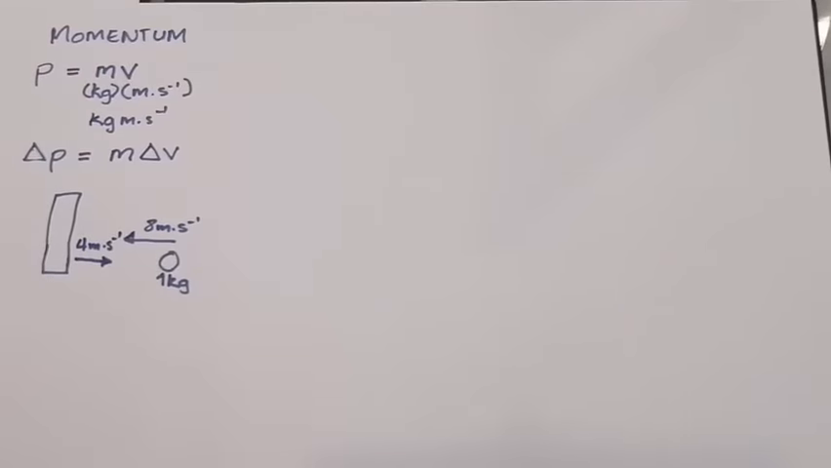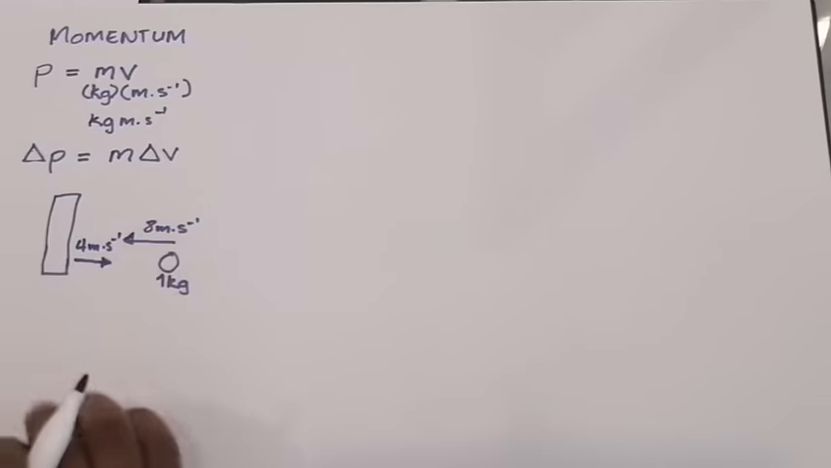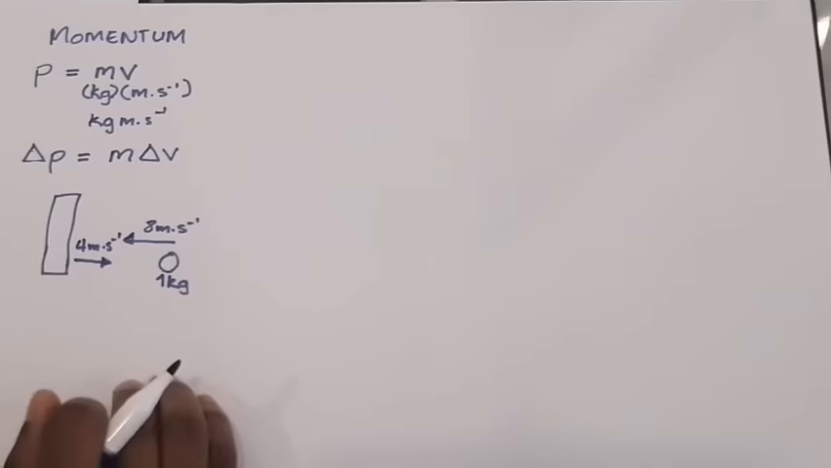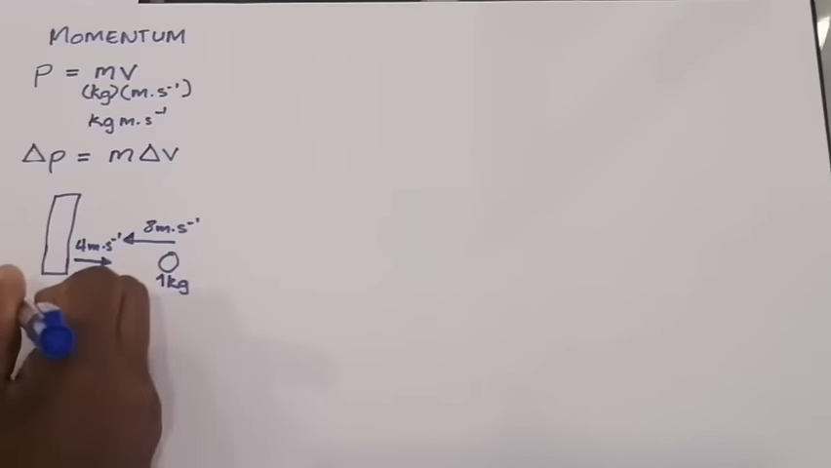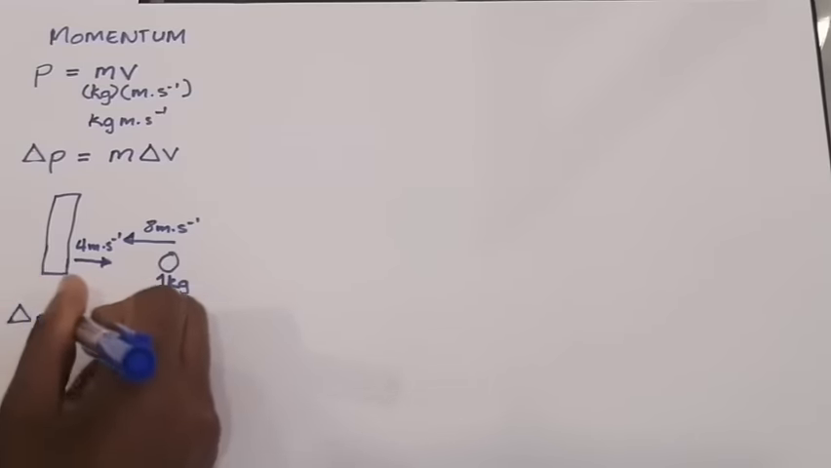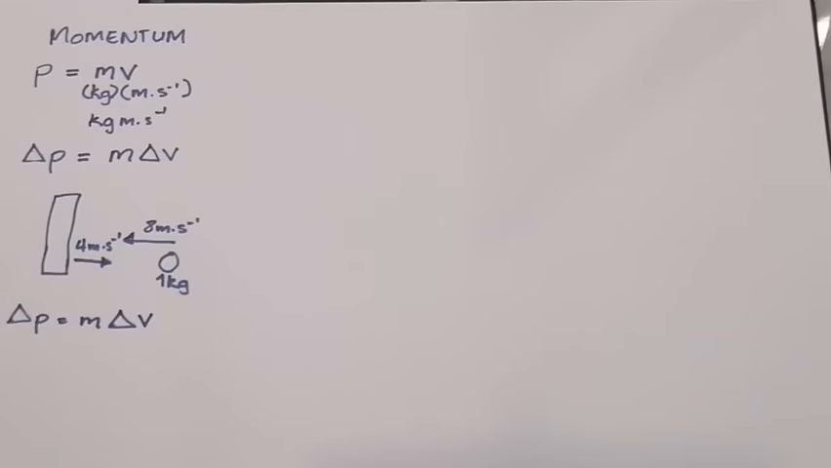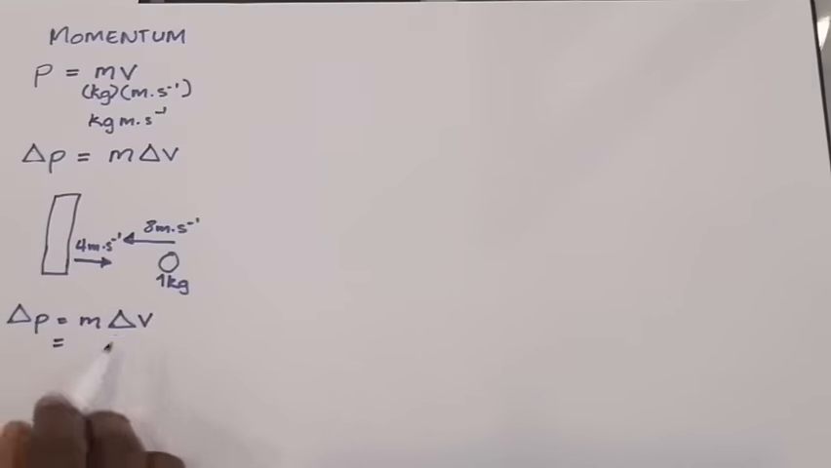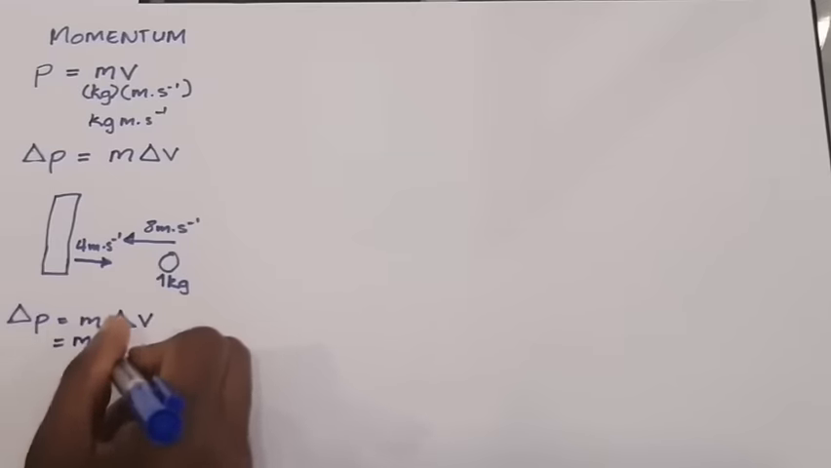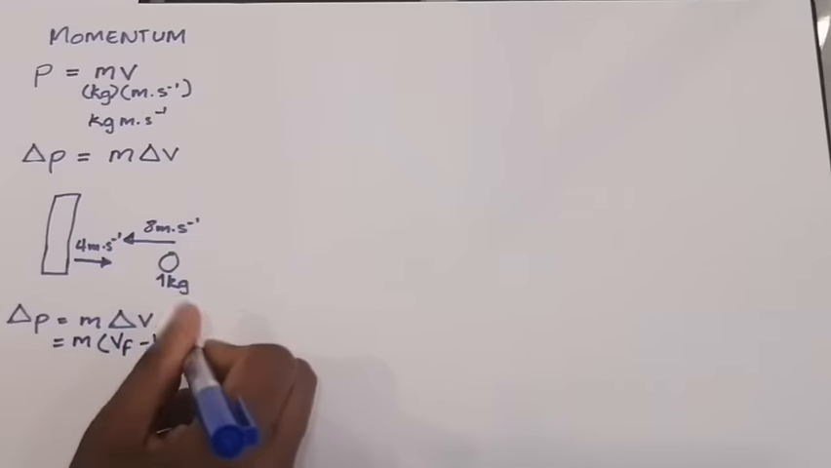If I said to you, calculate the change in momentum of the ball, you'd say the change in momentum is equal to mass multiplied by the change in velocity. Oftentimes what our learners tend to do is just plug in those values. The change in velocity is final velocity minus initial velocity.